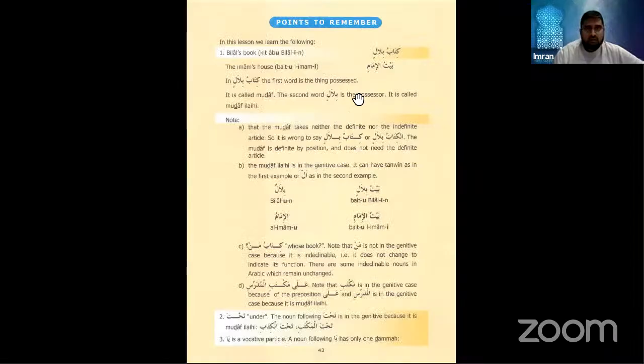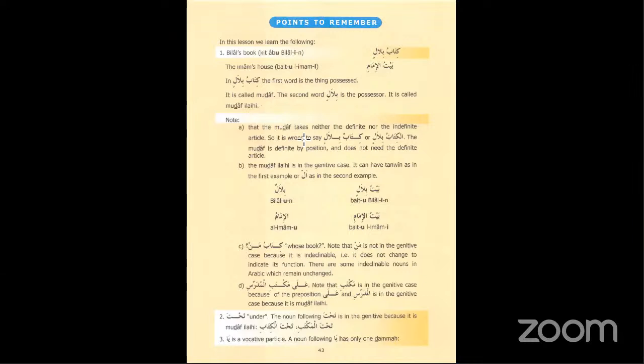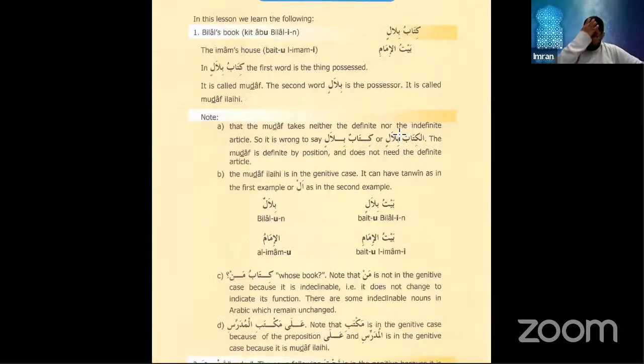Go ahead, sister. Can't see anything. Can't see it now? Nothing yet. Okay, let me give me 1 second. There you go. Okay. Go ahead. In this lesson, we learn the following. Bilal's book. Kitabu Bilal. Kitabu Bilalin. Okay.